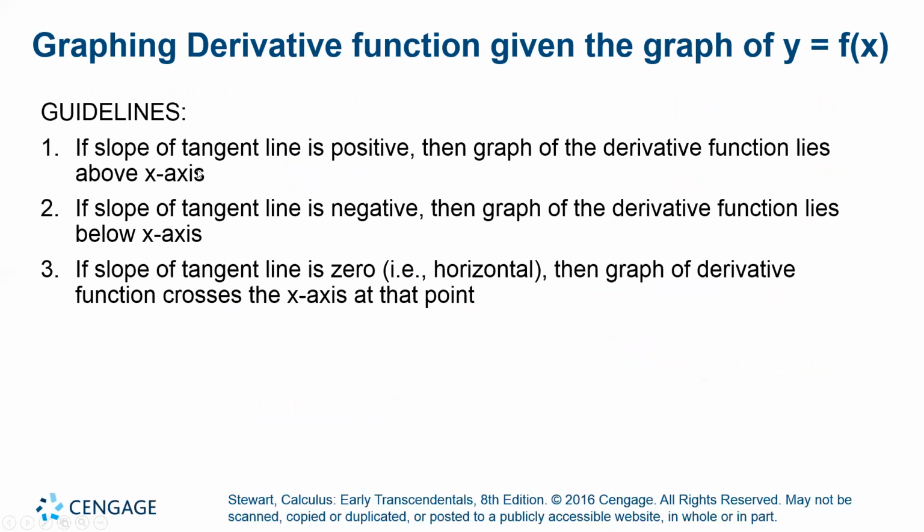This is the procedure, because we are taking the slope around the curve f, or y equals f of x. If the slope of the tangent is positive, it means that the graph of f prime will lie above the x-axis. If it is negative, it lies below the x-axis. And if it is 0, remember, if you have a curve like this and the slope is 0, it means that the tangent is horizontal, so the graph of f prime crosses the x-axis at that point.